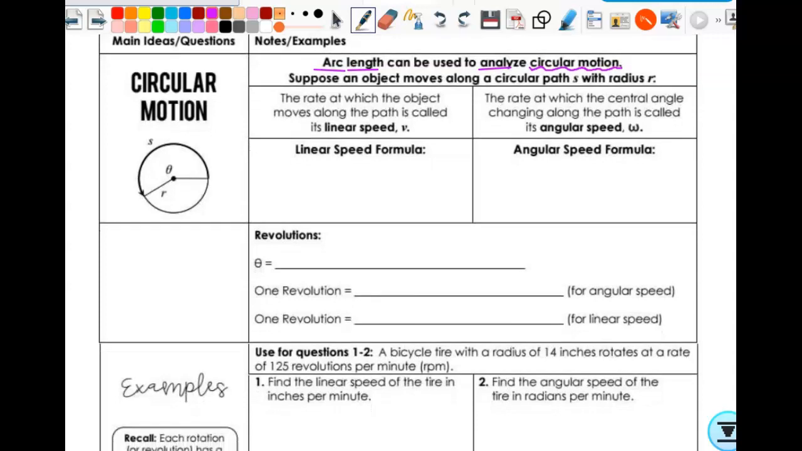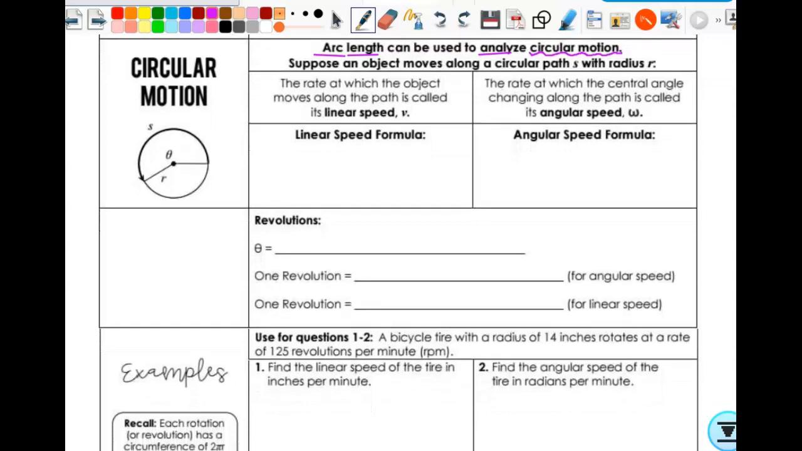Suppose an object moves along a circular path S with radius r. So here's your circular path S. That's the arc length, right? It's part of this whole circumference. Our radius is r. Okay? So the rate at which the object moves along the path is your linear speed or velocity. So our velocity for circular motion is s over t. S refers to the arc length. That's why we did that on Monday. And t, of course, refers to time.